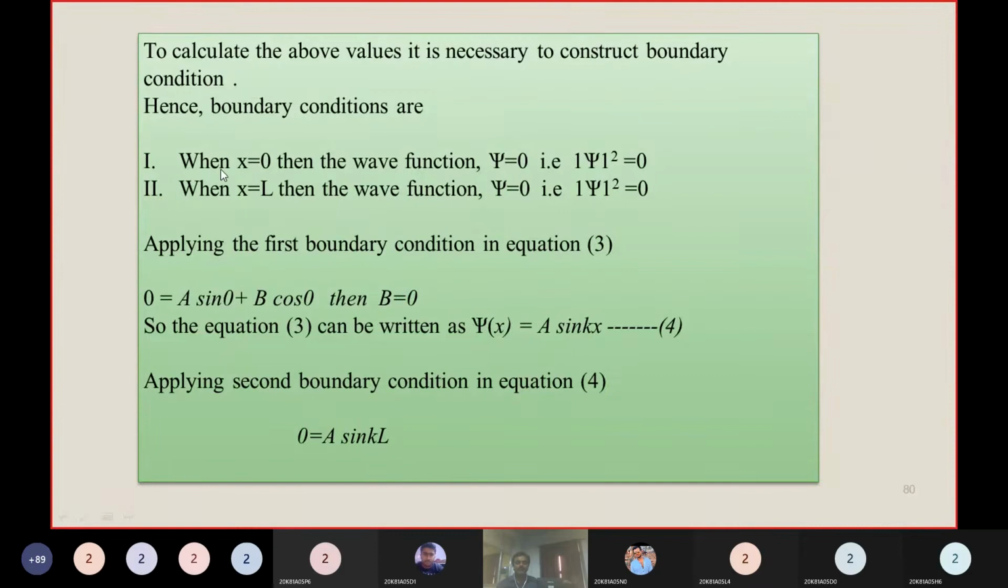So what is the first boundary condition? There are two boundaries. At x is equal to 0, one boundary. At x is equal to L, another boundary. Already we know that at x is equal to 0, the wave function equals 0. That is the first boundary condition. Similarly, the second boundary condition at x is equal to L: the potential is infinite, so the electron doesn't exist, and that's why the wave function is 0. By using these two boundary conditions, we will solve the above equation.